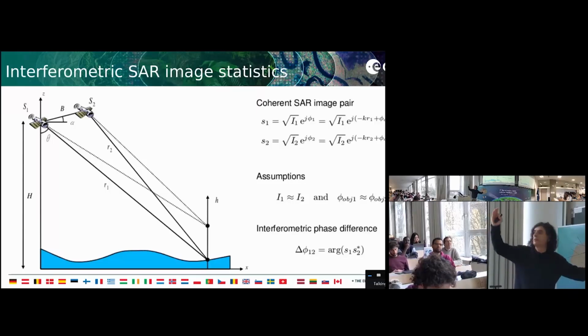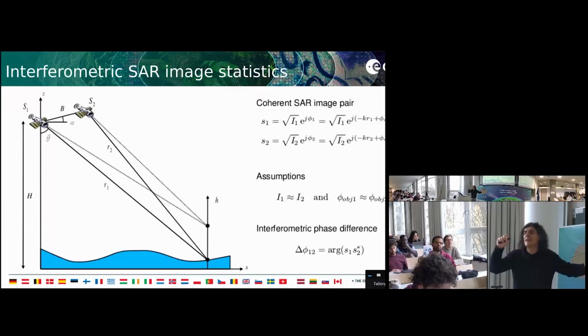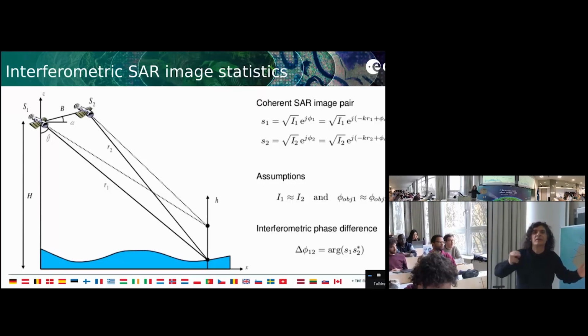The wavelength at P-band is 70 centimeters. So if you have small, slight movements within the forest, they correspond to just a few degrees. If you do the same thing at X-band, it corresponds to 2 pi. It can lead you to phase variations that are huge.